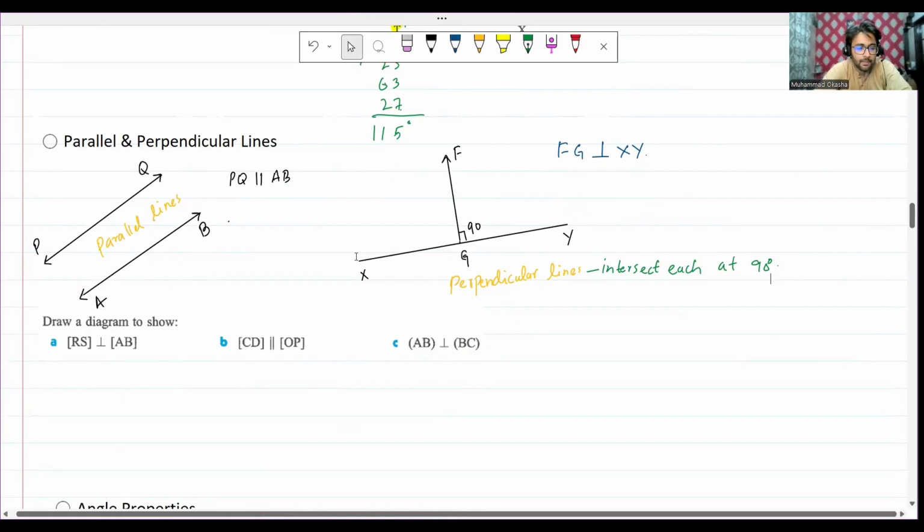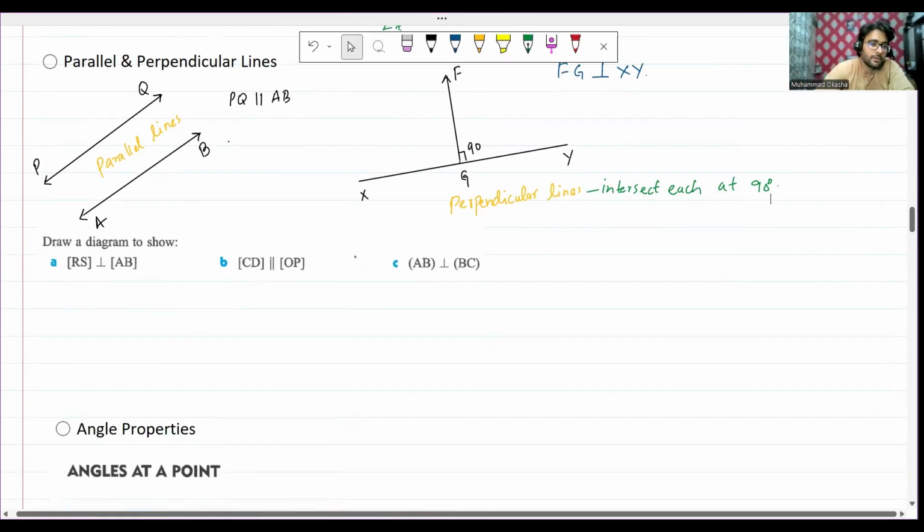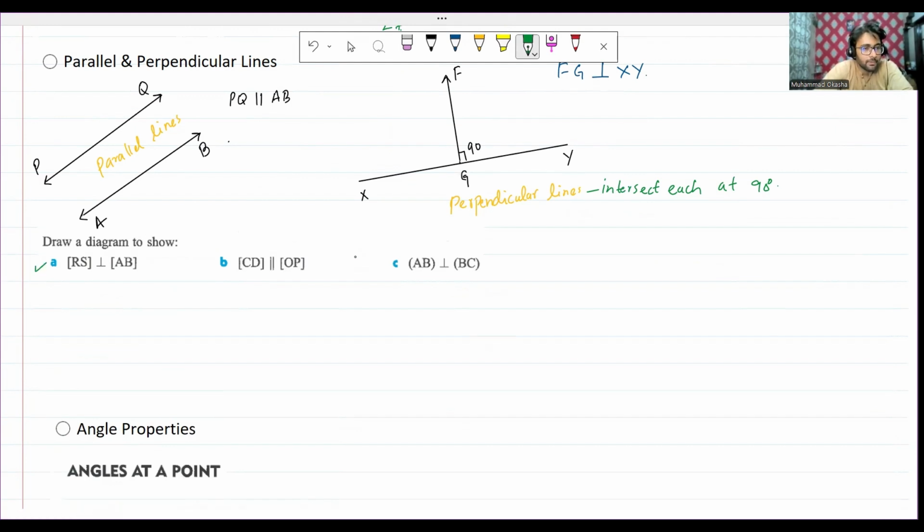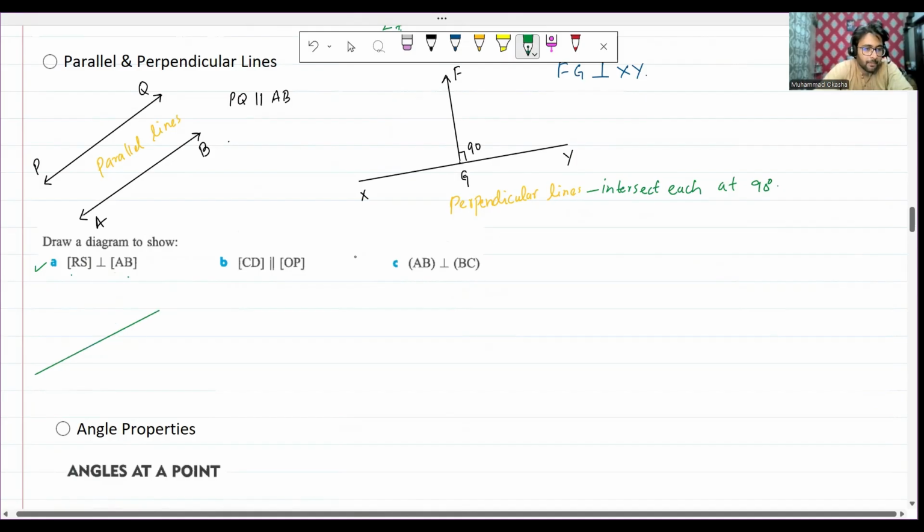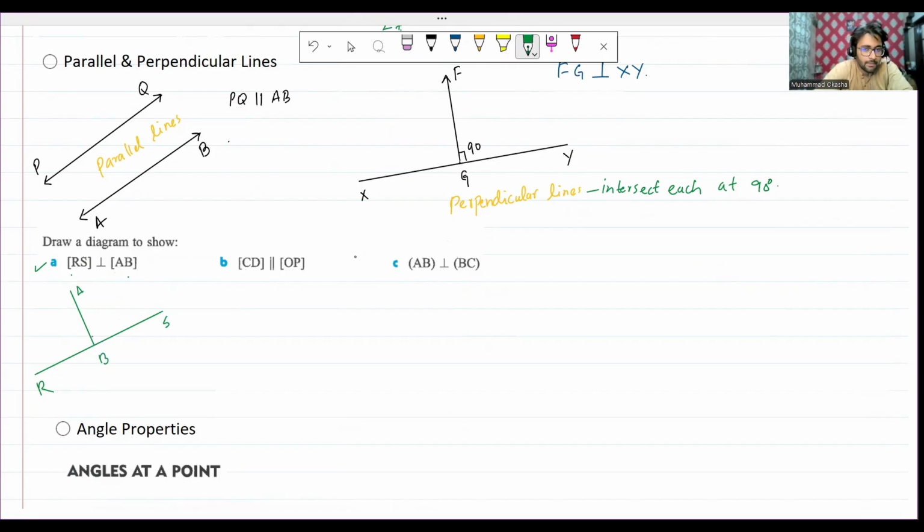Okay, these are parallel and perpendicular lines. For example, draw a diagram to show RS is perpendicular to AB. Well, this is a line segment. This is a line segment. So I'm going to draw RS and AB. I'm going to say this is R and S. This is AB, and you can tell they are at an angle of 90 degrees.